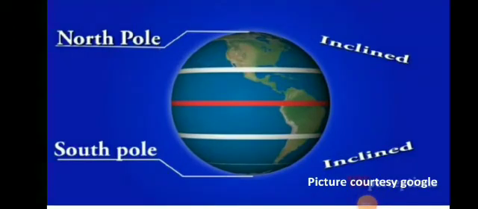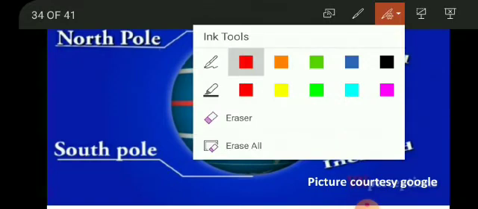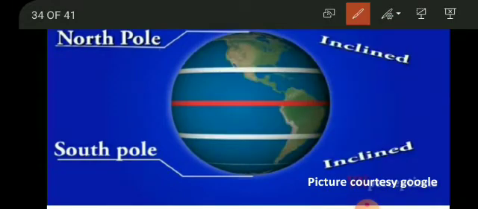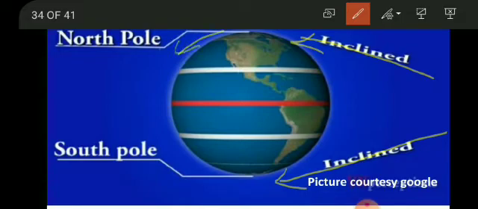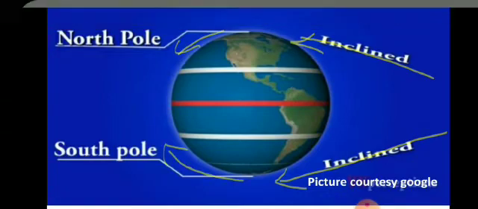At the poles, sun rays are very inclined, that is slanting. So we have cold air that sinks. As it is not heated, it won't rise up, so it is sinking. These regions are called polar high. Here, because of the slanting sun rays, it is very cold. So air is sinking, moving towards the south, and from the south pole it is moving towards the north.